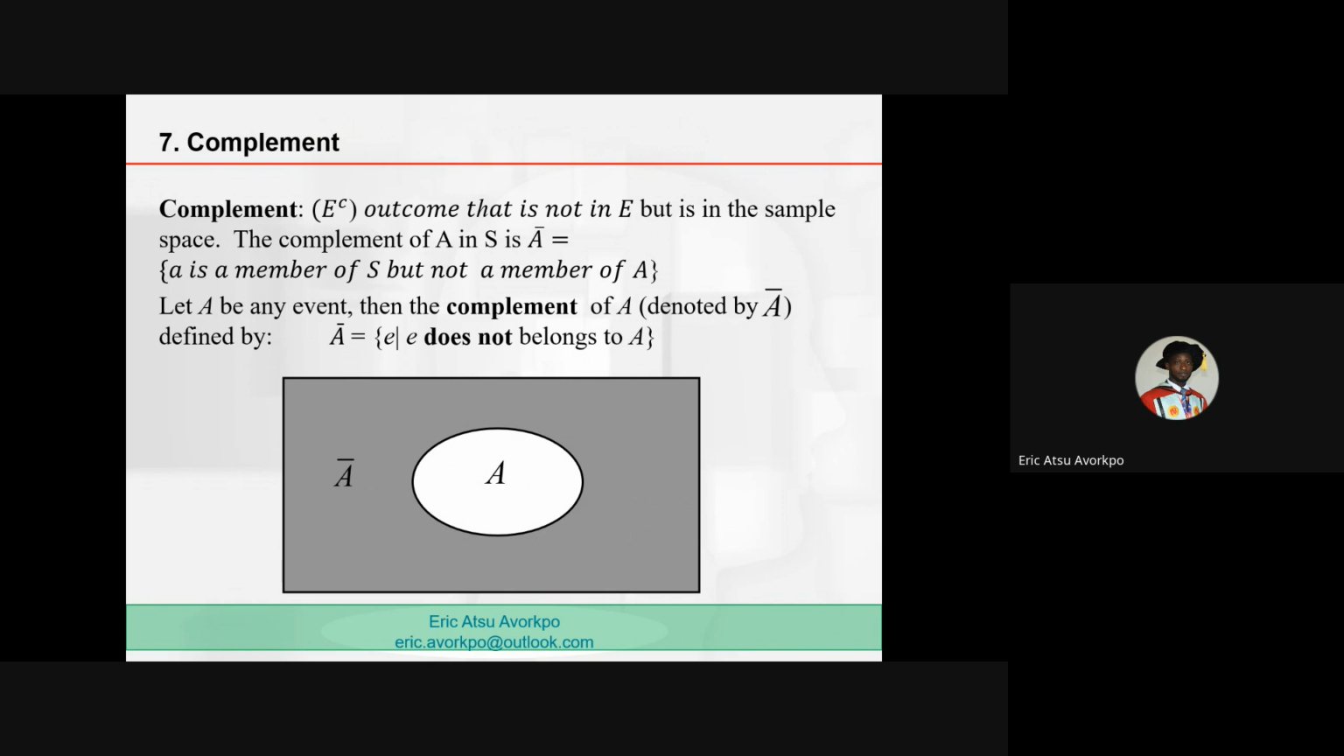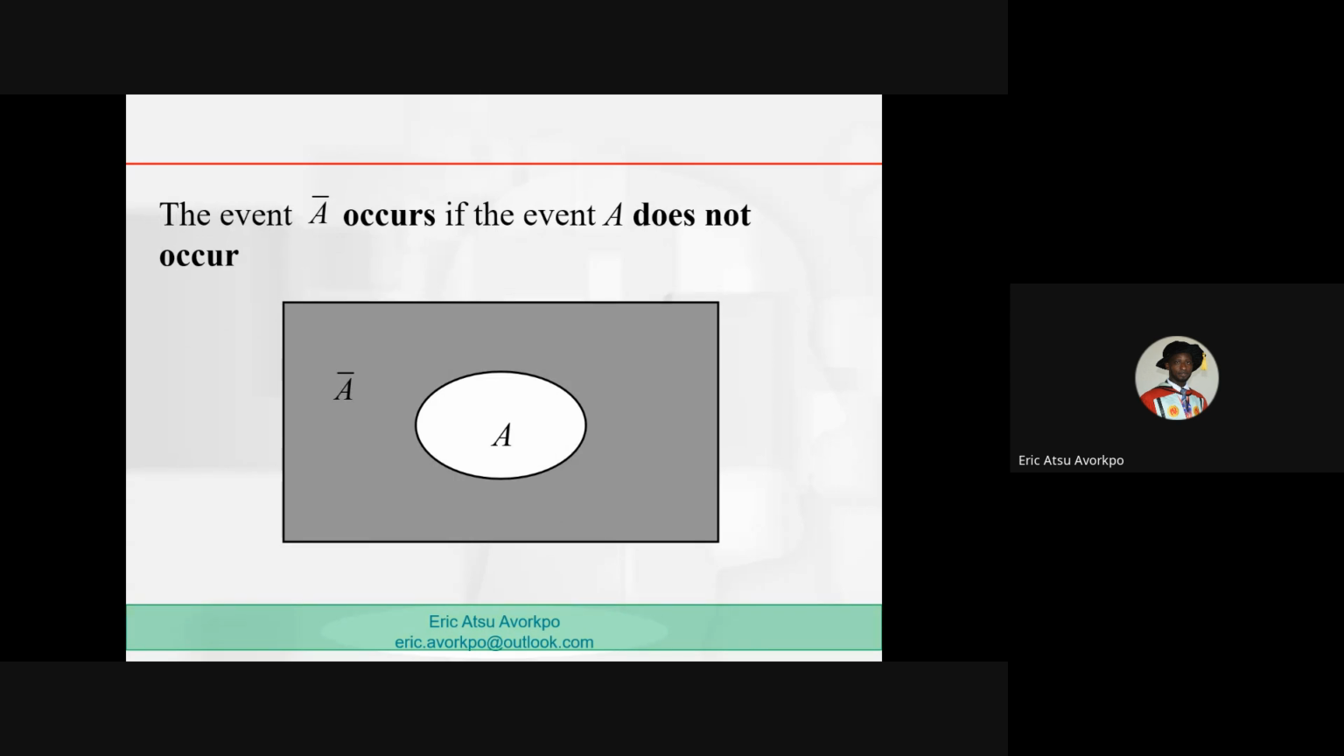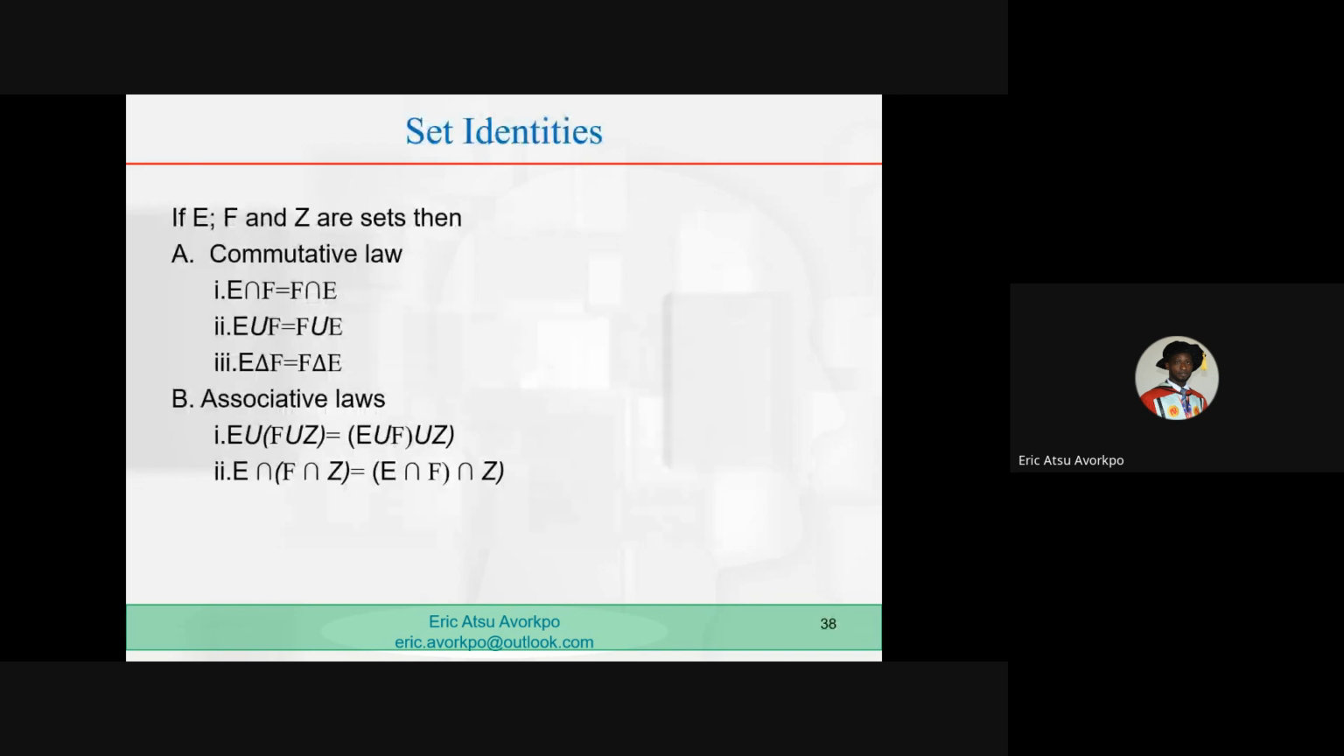So in that case, let's say A is any event, then the complement of A would be denoted by what? A raised to the power C, or A with a bar at the top, defined by A does not belong to. So he's just trying to say that A does not belong to that group of individuals. So the A bar occurs if the event A does not occur. So it means that it can even happen without the other one happening.